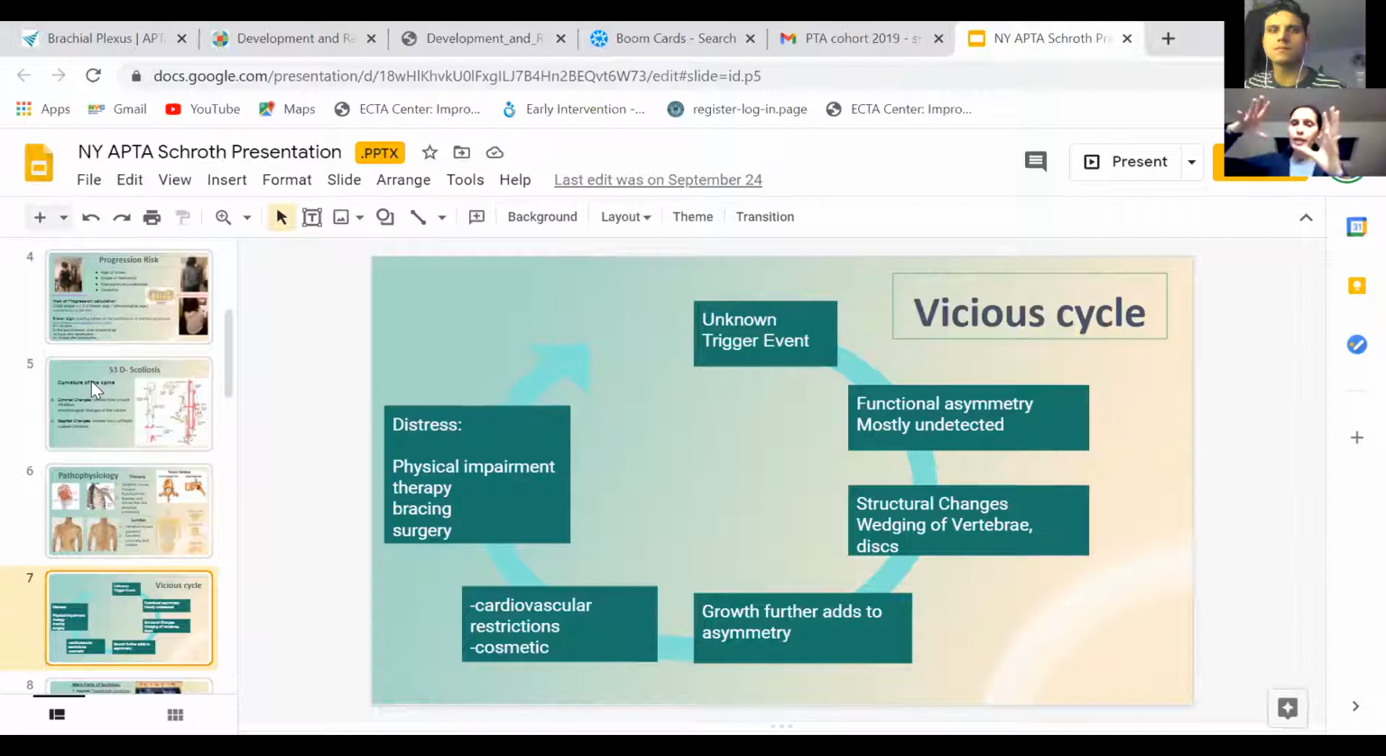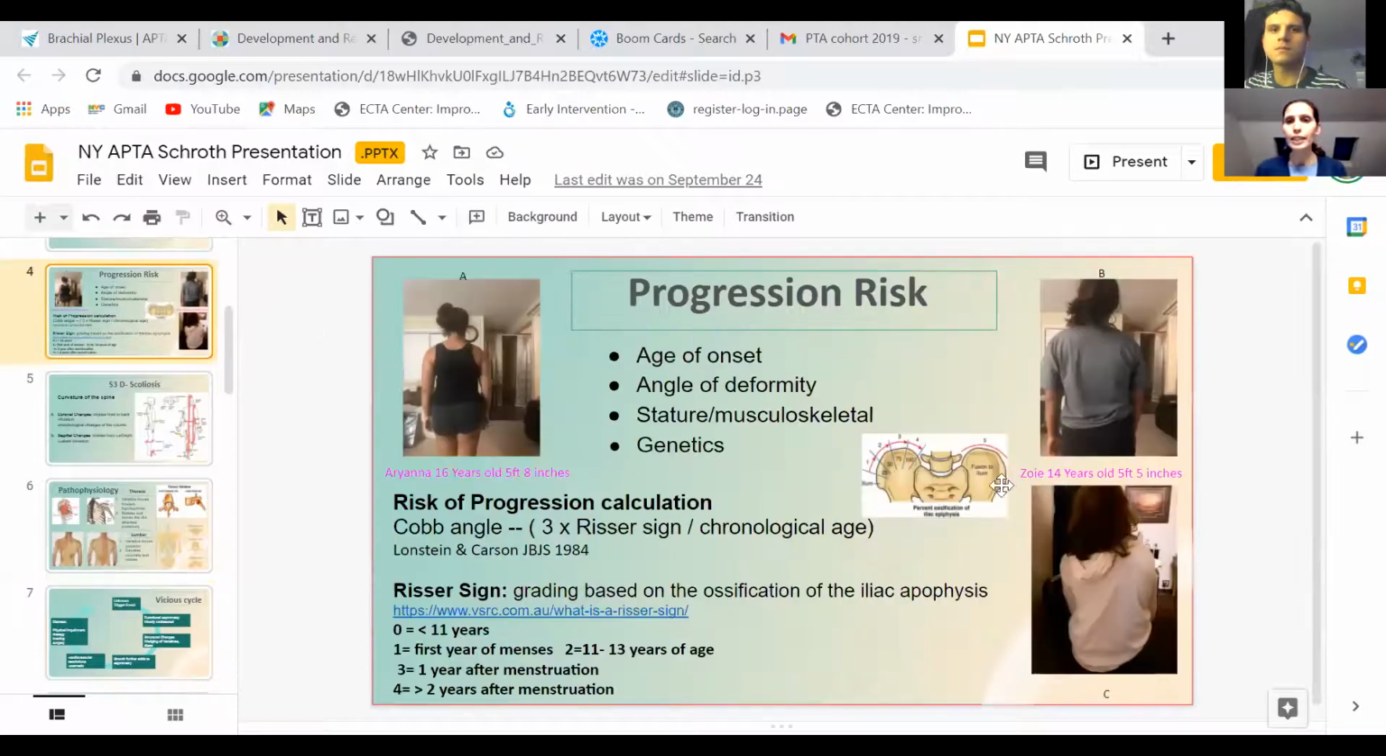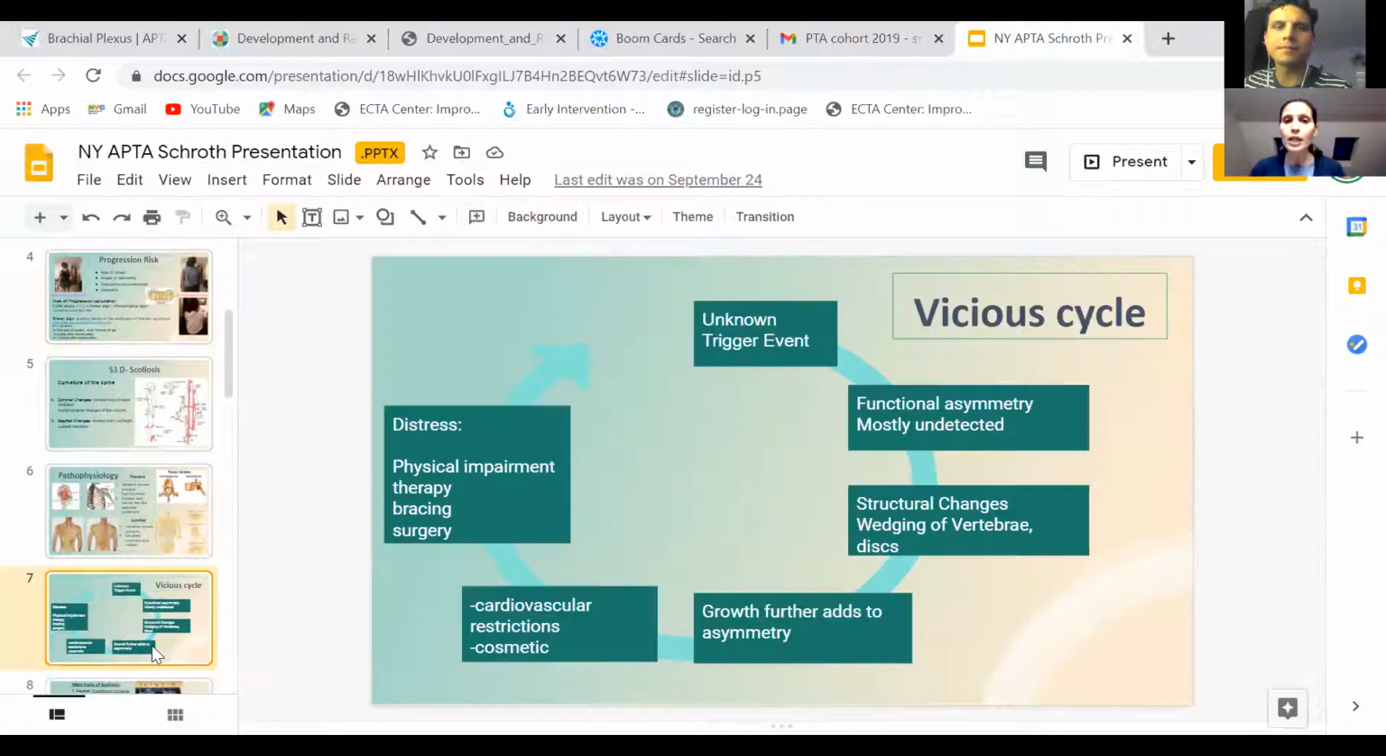So as they grow, there's more asymmetry, in other words, shifting of that spine. Hence, I will come back to that picture, and you could see the bottom right. You see how far her curve is, okay? So there's shifting. What happens then is there are cardiovascular restrictions and cosmesis, which means that they now know that they're asymmetrical. And then there's a large distress, because at that point parents want to find help. They're on the cusp of surgery, and now they're embracing. So this is the vicious cycle that kind of permeates, okay?